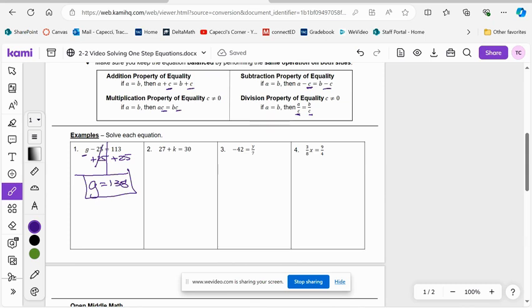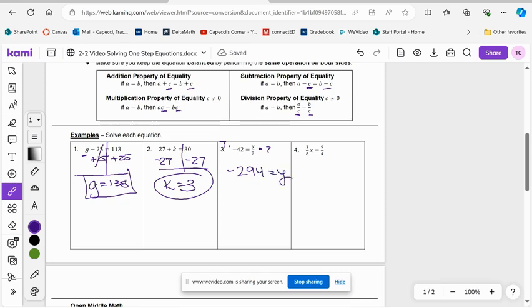Okay, let's look at number 2. Same thing, there's my wall. I'm going to subtract 27 from both sides, and I have k is equal to +3. Number 3, I'm dividing right now. So in order to get rid of that division, my denominator, I'm going to multiply both sides by 7. And I have -294 is equal to y.